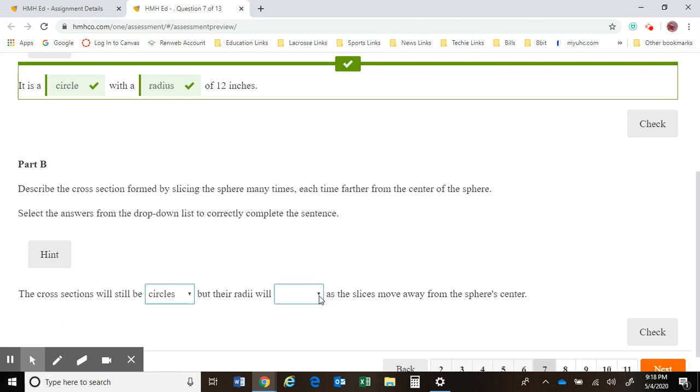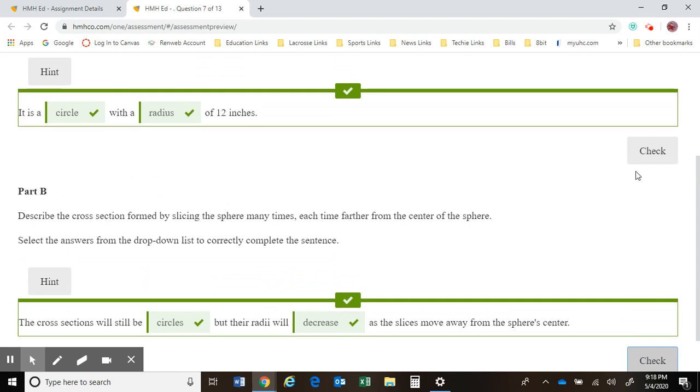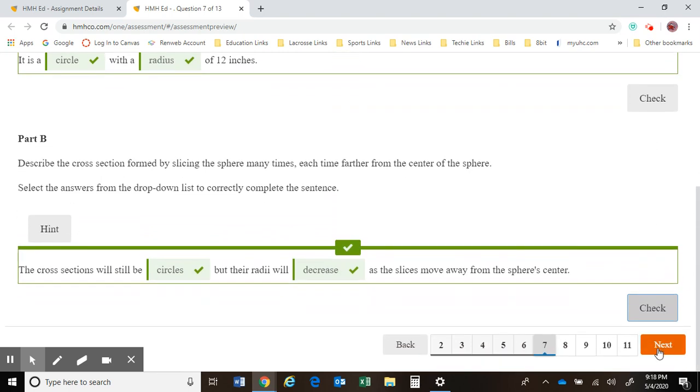Well, think about when you slice an egg using an egg slicer. The middle piece of that egg is the biggest slice of the egg, right? But as you get towards the edge of the egg, it's smaller. Or think about if you cut a tomato or an orange into slices. The slices closer to the edges get smaller. So the radii are going to decrease as you move away. Hopefully that makes sense.